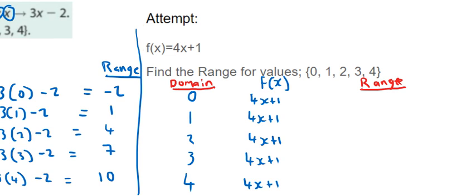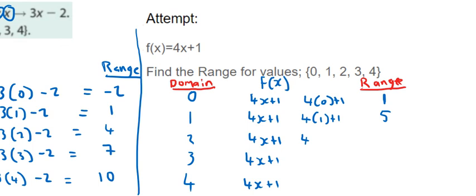Right, so the first one would be 4 multiplied by 0 plus 1. So 4 multiplied by 0 is 0, plus 1 is 1. So my first output in the range is 1. The second one, I'll do 4 multiplied by 1 plus 1. So 4 multiplied by 1, sorry, 4 multiplied by 1 is 4, plus 1 is 5.